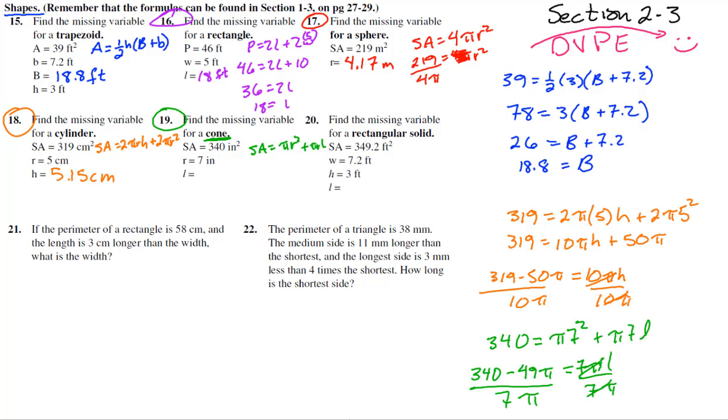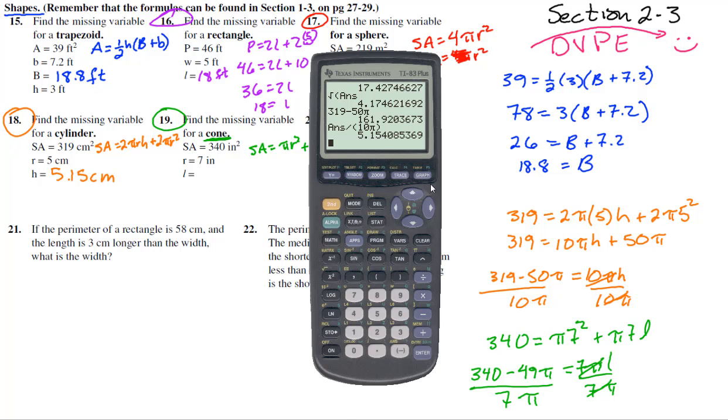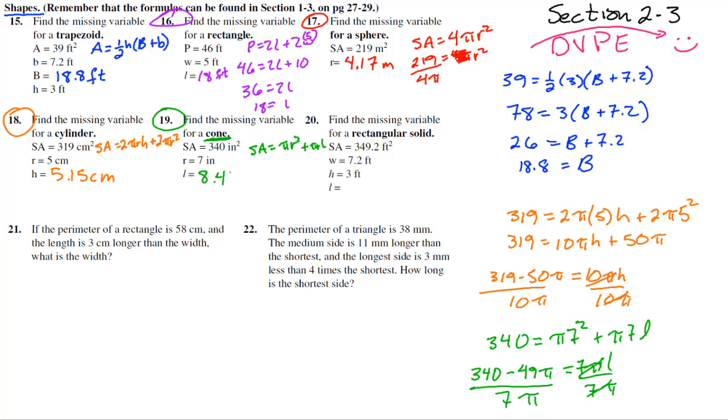Let's pull out the calculator and see what pops up. So we get 340 minus 49 pi, and divide that whole thing by 7 pi. Remember the parentheses around the 7 pi to make sure they're both in the denominator, and we get 8.46. And we are in inches, it looks like. Excellent, excellent.